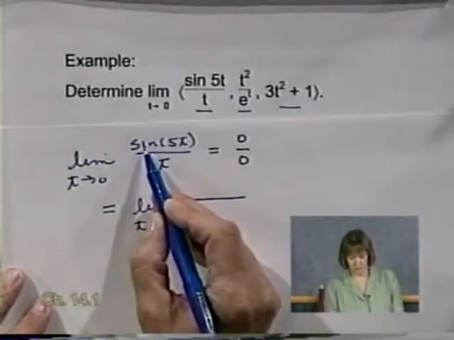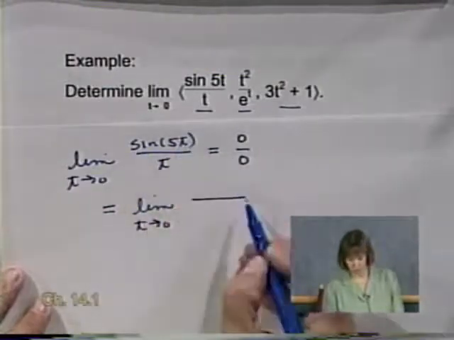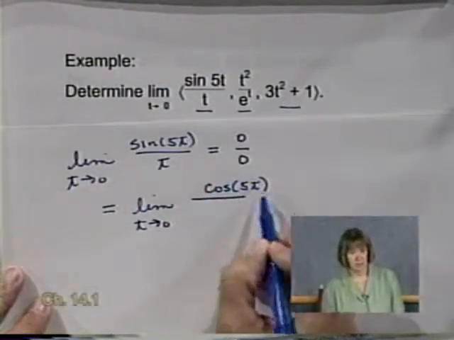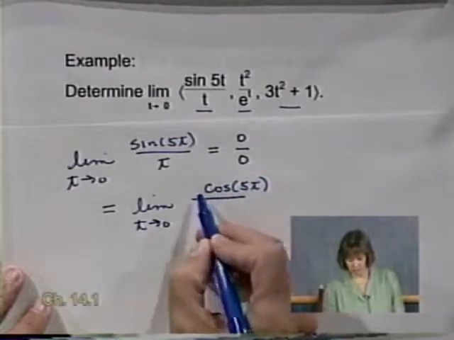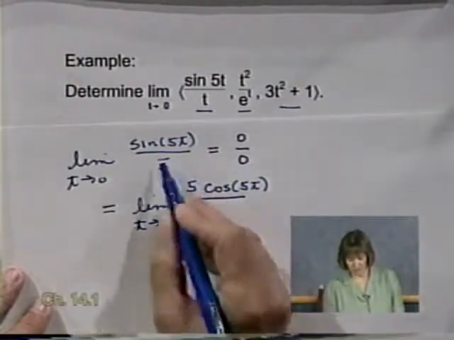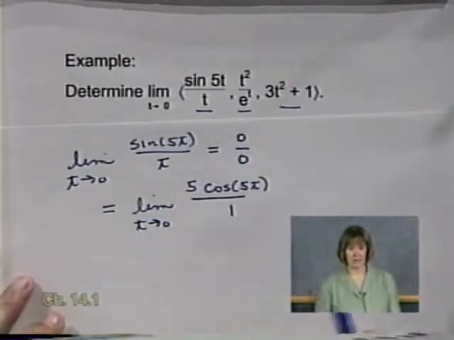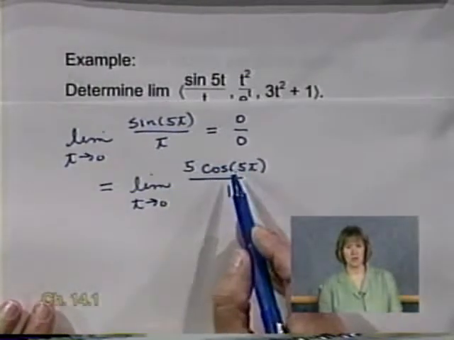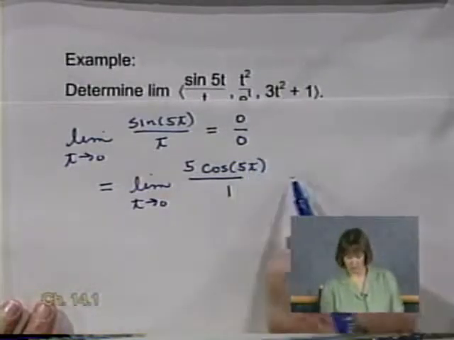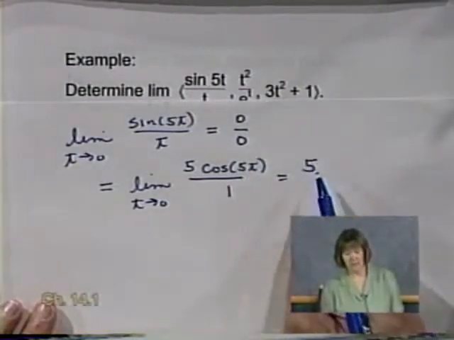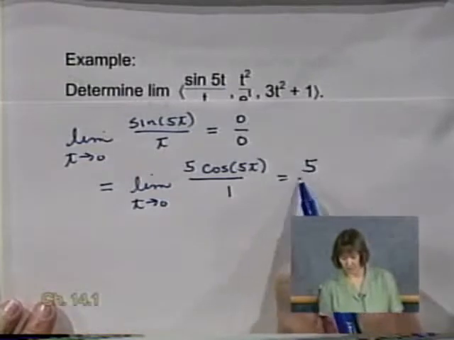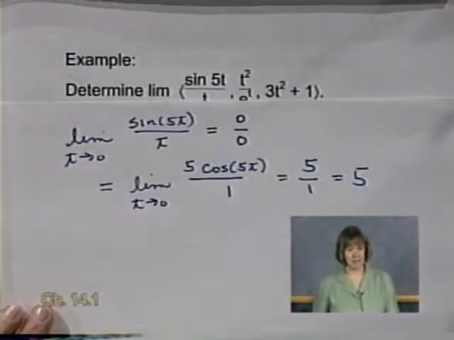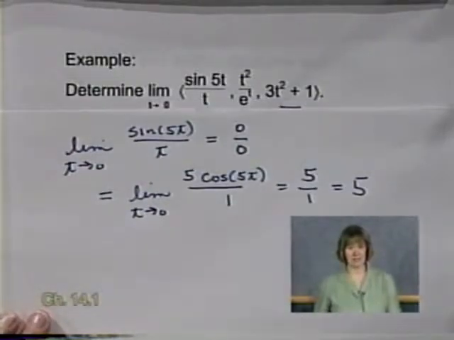Well, the derivative of sine 5t, the derivative of sine u, is cosine of the angle, but then don't forget, you've got to multiply times the derivative of that angle, which is 5. And the derivative of t is 1. And in this case, as t goes to 0, cosine of 0 is 1, so I have 5 times 1, which is 5 on the top, over 1, which gives me 5. So my x component as t is going to 0 is 5.